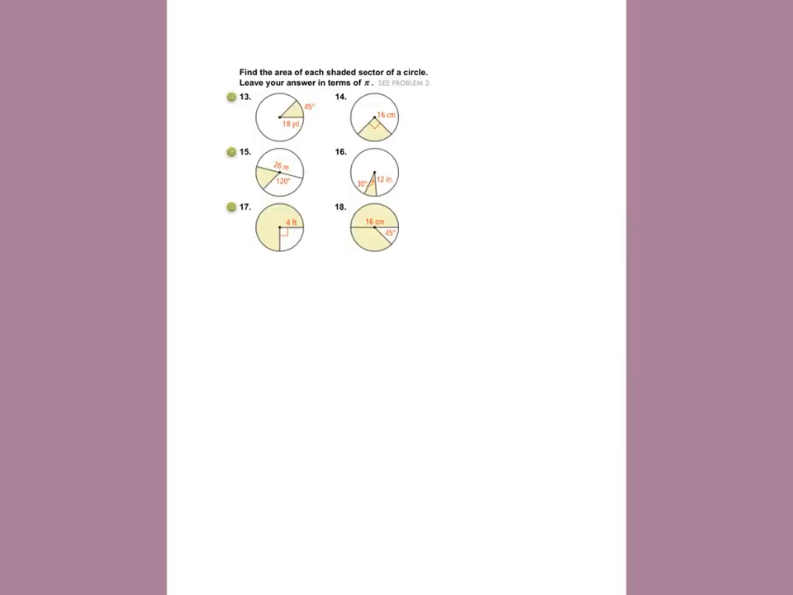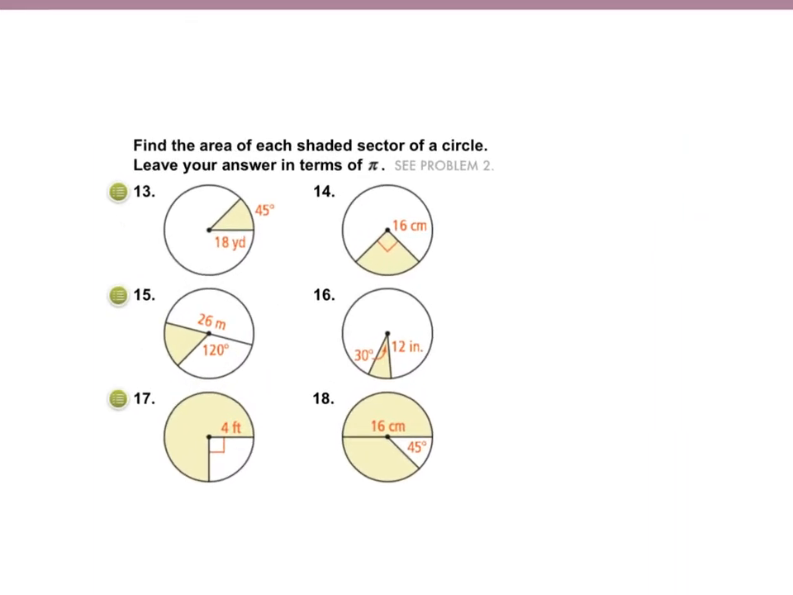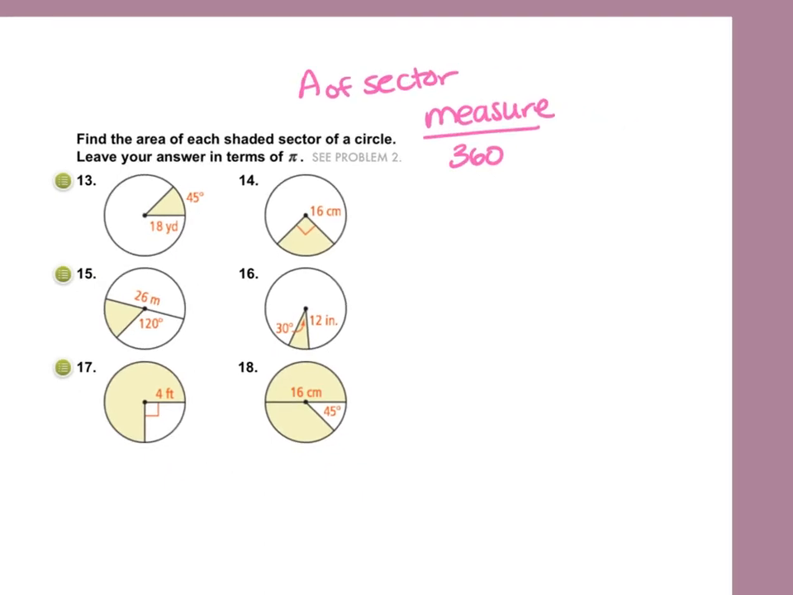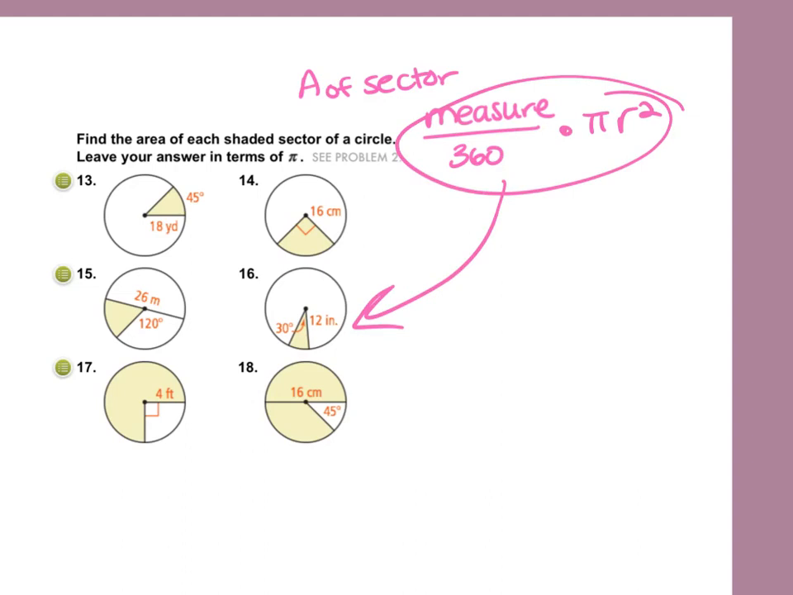Here is your assignment that's due on Friday. The first part is your area of the sector. This is just those 3 questions, remember. It's the measure of the arc over 360 times pi r squared. So you're going to use that for all 6 of those.